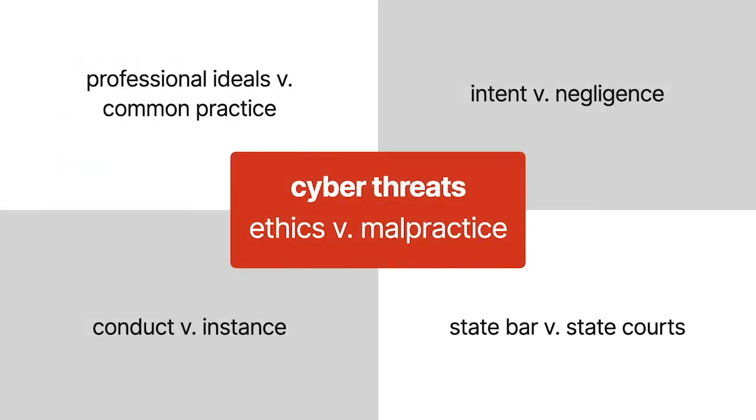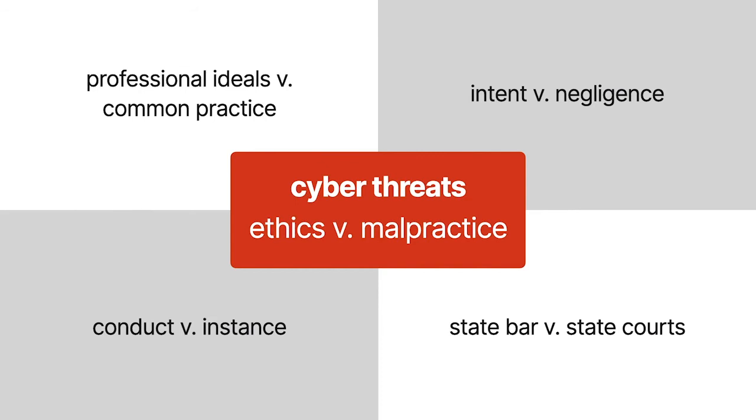Talking about cyber threats, I like to break down the two traditional sources of risk to attorneys: ethical violations and malpractice claims. Overlapping those two sources of risk is the cyber threat. But first to talk about ethics and malpractice and how they differ. Our ethical obligations are enshrined in professional ideals. Malpractice claims are based on common practice, the common practice of an attorney in your community and practice area.